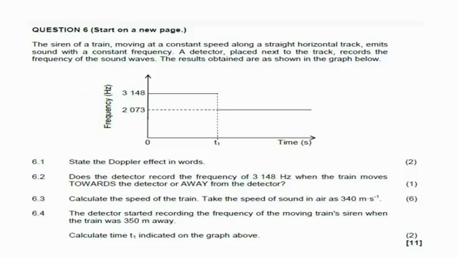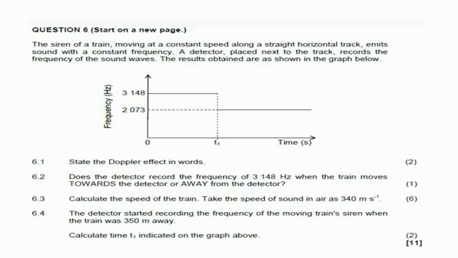Then 6.2 says, does the detector record the frequency of 3,148 Hz when the train moves towards the detector or away from the detector? So as we can see here in this graph, we are given two frequencies, right? One is higher and the one is lower. So now they want to know, is this frequency 3,148 recorded when the train is moving towards the detector or away from the detector? Now we already know that when a sound source is moving towards a particular detector, a higher frequency will be recorded. So that means our answer there is towards, right? It is moving towards the detector.